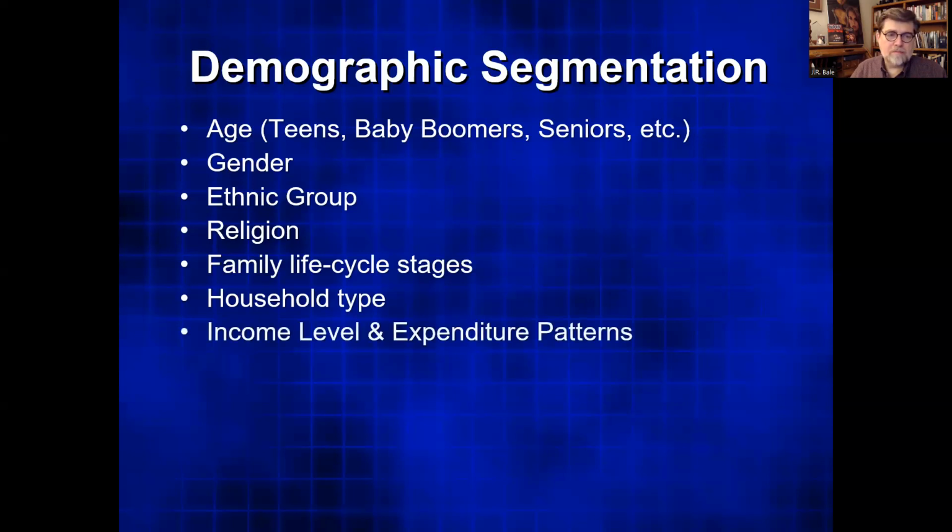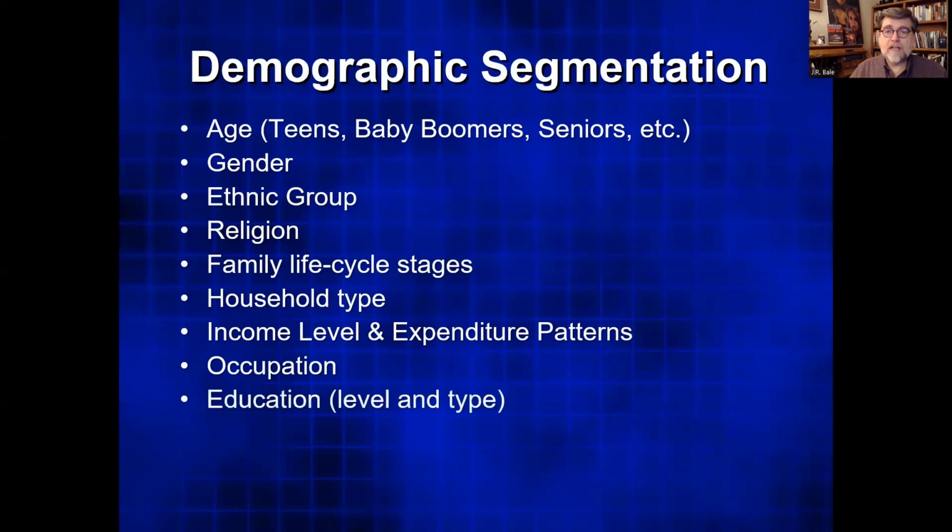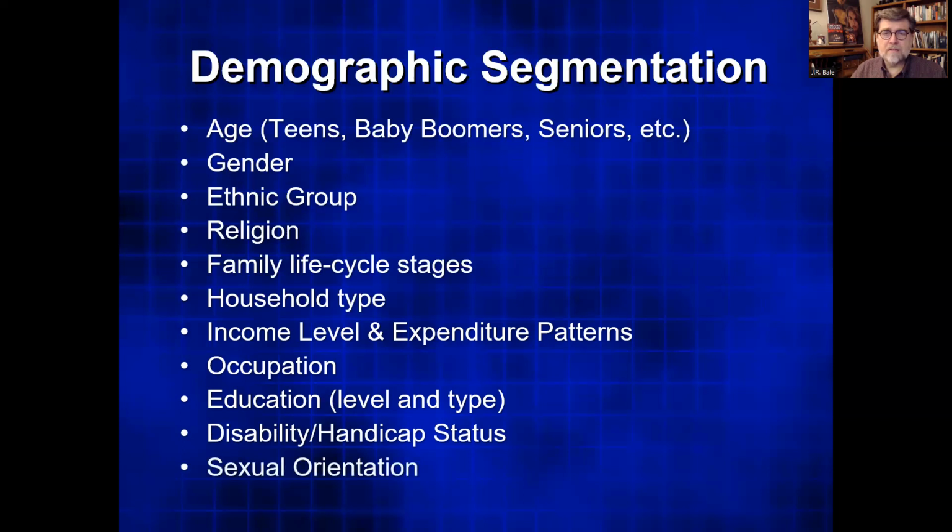Also, what are people's income levels, and to a certain extent, expenditure patterns. What occupation do they have? Are they white collar, blue collar, or maybe a little bit more specific than that? What education level do people have, and what types of education? That may be appropriate depending upon which product you're talking about, as well as disability or handicap status. And of course, sexual orientation or even sexual identity.